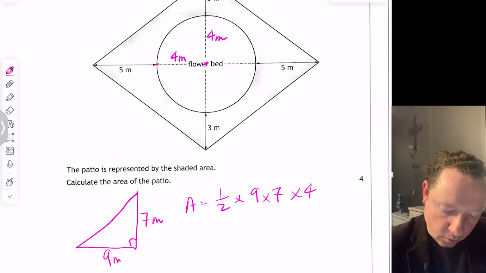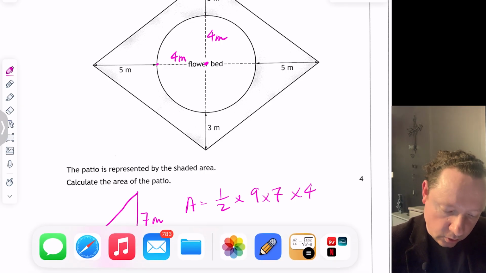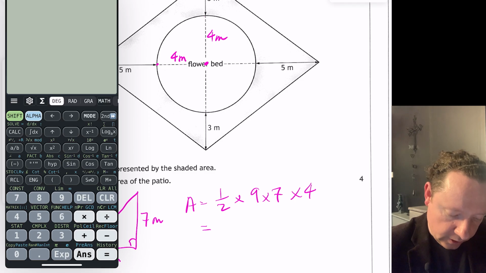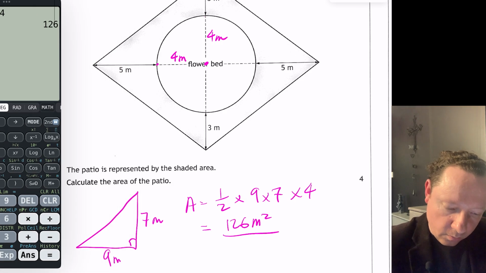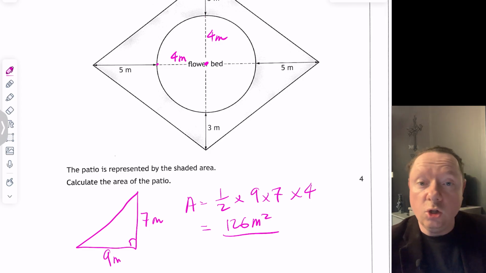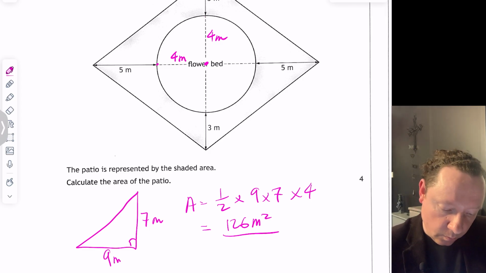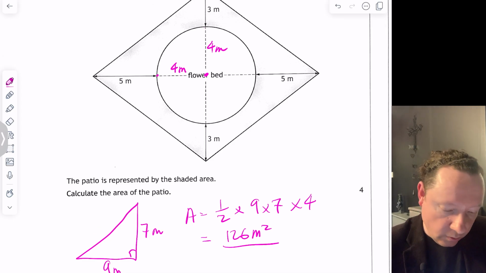4 of these triangles. Again, this is calculator, so I get my calculator. Half is 0.5 times 9 times 7, and I'm timesing that by 4 to get 126 metres squared. So that's my area of all the triangles together, so the whole shape. I need to take away the circle because the patio is the shaded bit on the outside.